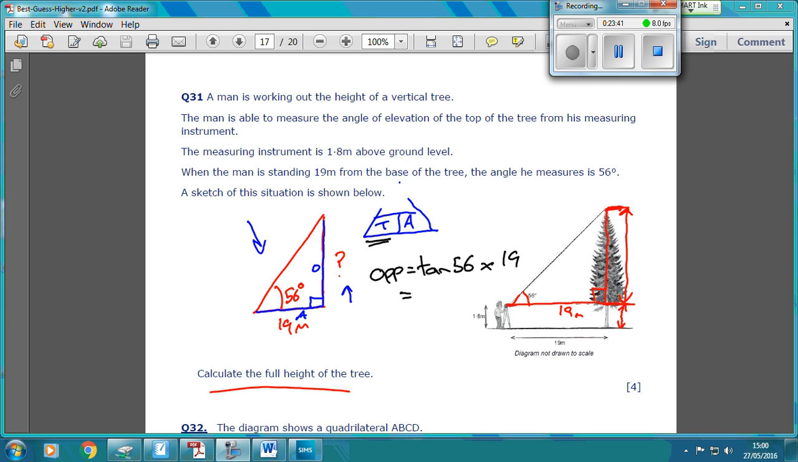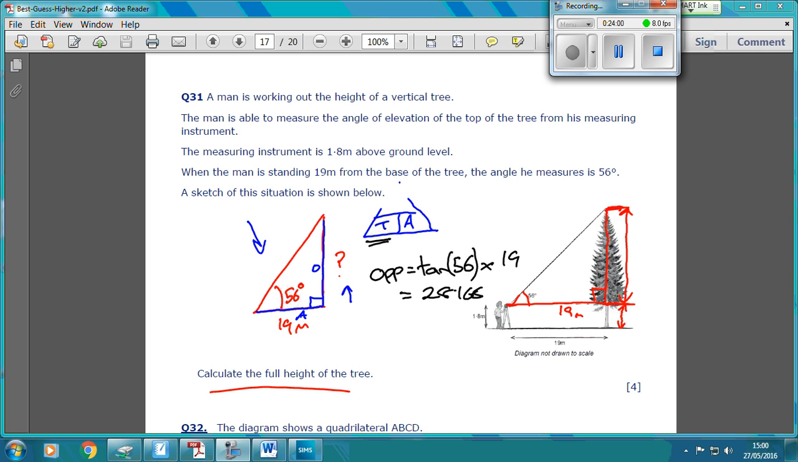So we then type it into our calculator. So we do tan 56. And if you do tan 56, make sure either the 56 is in brackets or you press tan 56 and then equals. And then you times by 19.